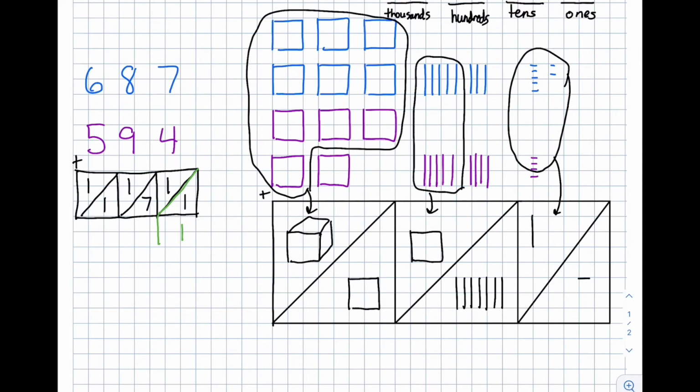We end up with 1. 7 plus 1 gives us 8. 1 plus 1 gives us 2. And we end up with 1,281, which corresponds with our picture here. We have 1,000, 2 hundreds, 8 tens, and 1 one. The advantage of this algorithm is that you don't split up the sum of each column.